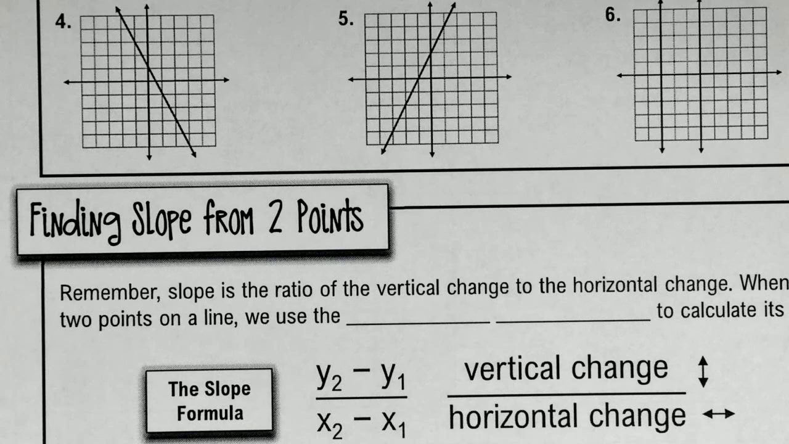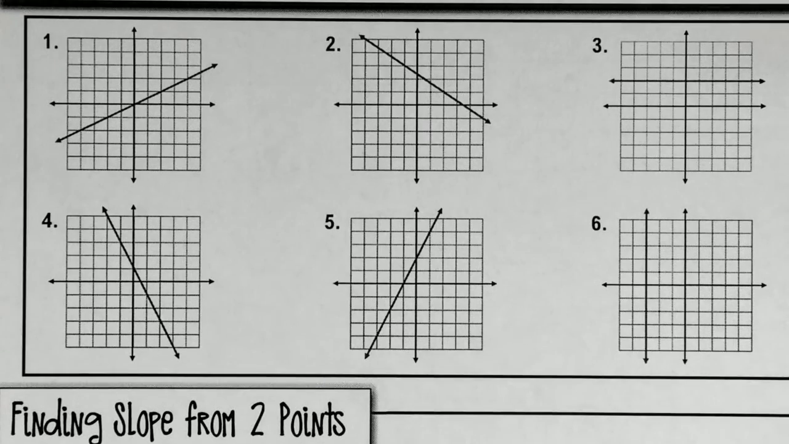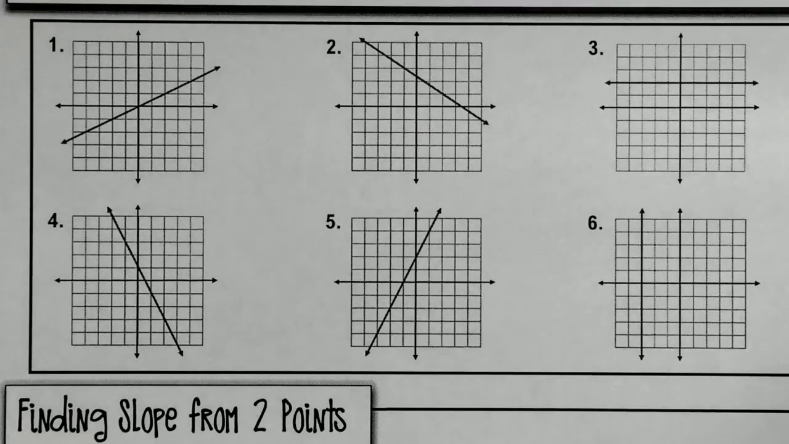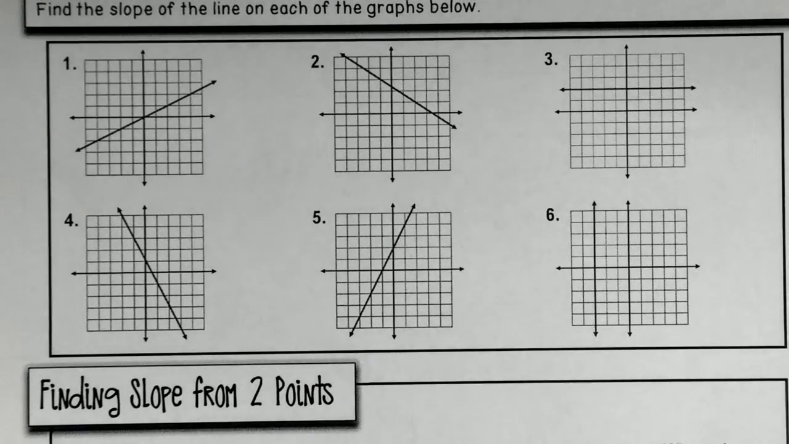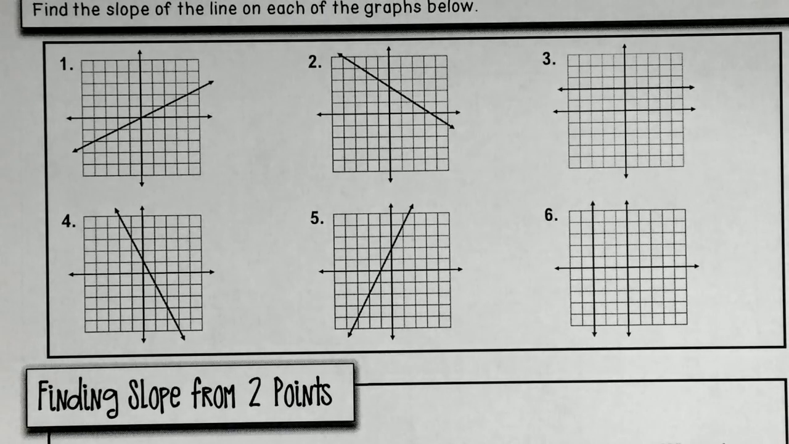Ilm, you there? Yes. Alright, Ilm. 1, 2, 3, 4, 5, or 6. Which one do you want to do? Just number 1. Number 1? Okay. Give me 2 points on that graph.